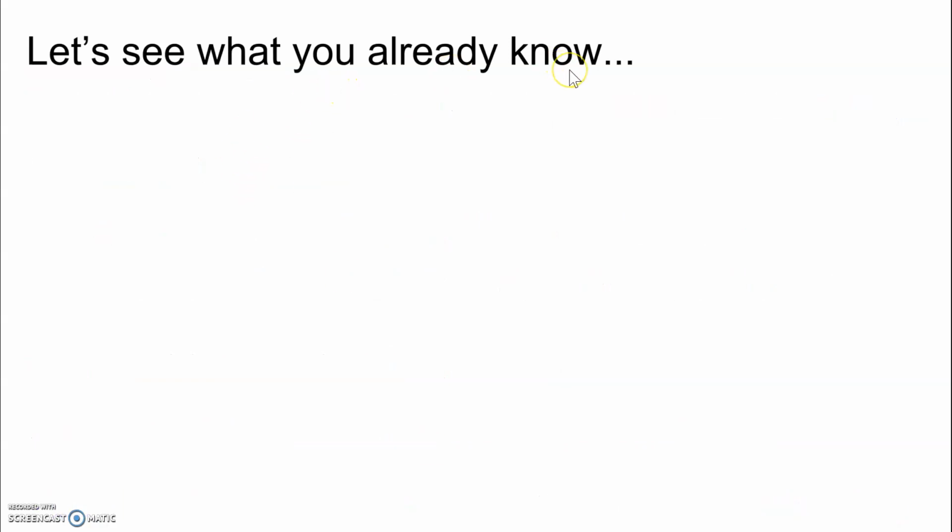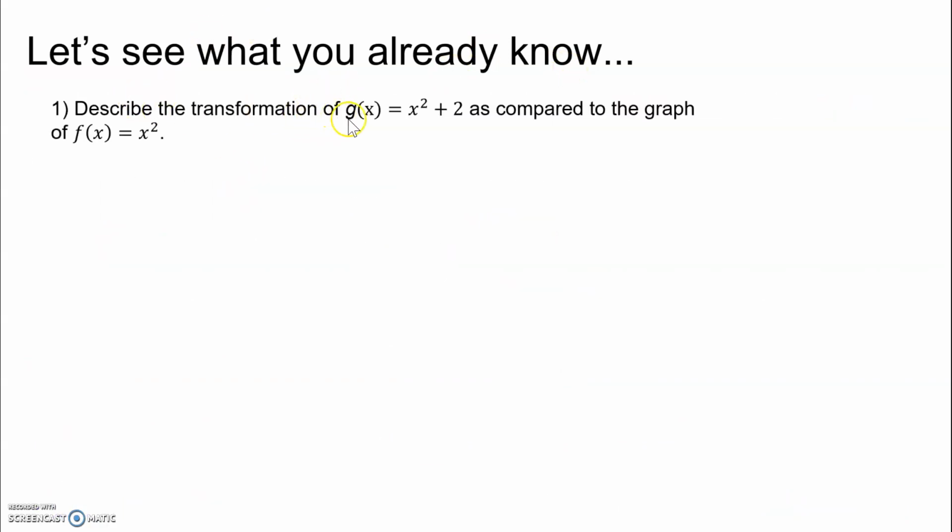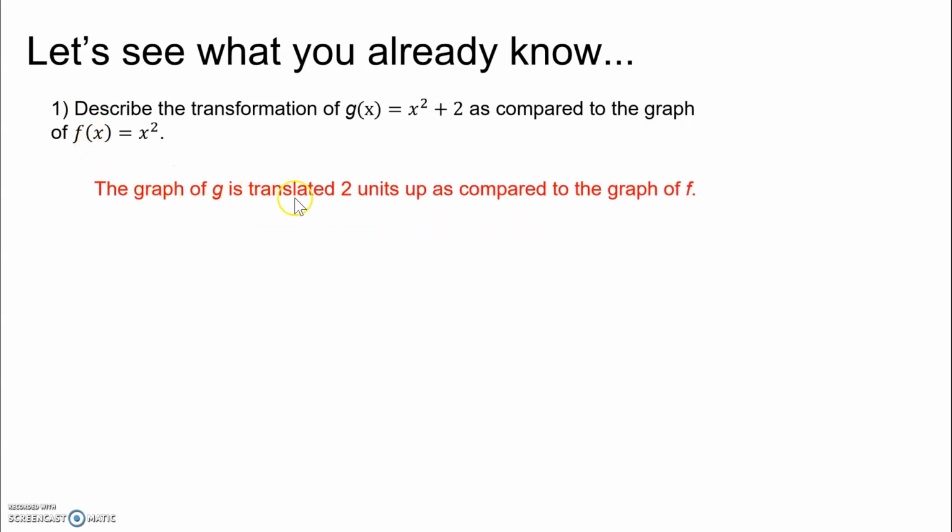Let's see what you already know. Describe the transformation of g of x as compared to the graph of f of x. This is for a quadratic function. So the graph of g is translated 2 units up as compared to the graph of f.